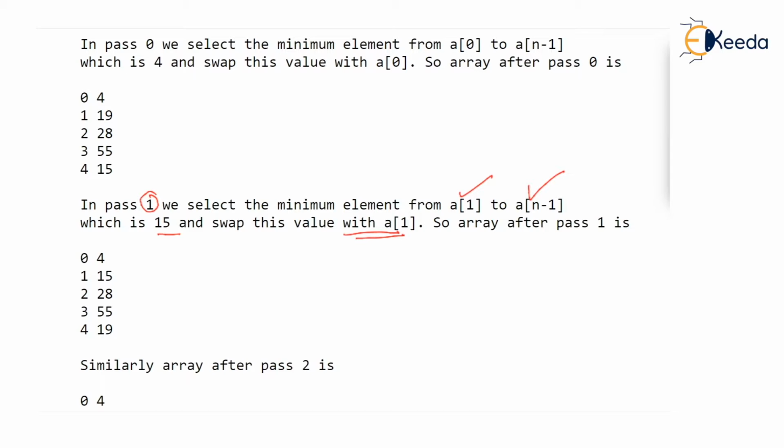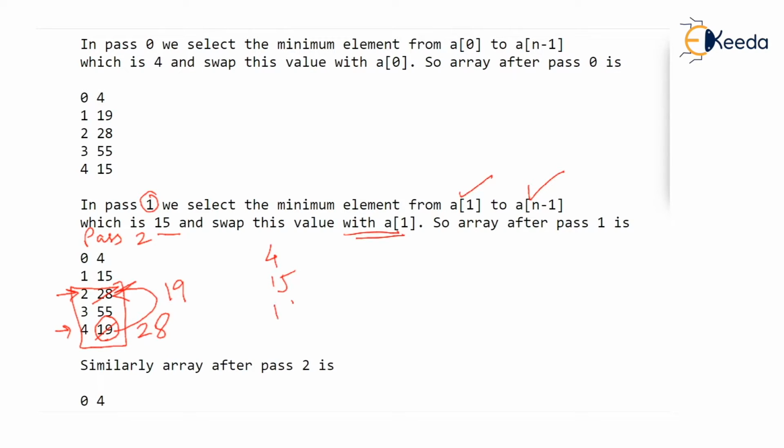So what happens in pass 2? In pass 2, we will select minimum from 2 to n minus 1, these values, and the minimum happens to be 19, and 19 will be sent at second place. It is pass 2, isn't it? So this 28 becomes 19, and 19, which was minimum, will be replaced with 28. So the array after this pass is 4, 15, 19.